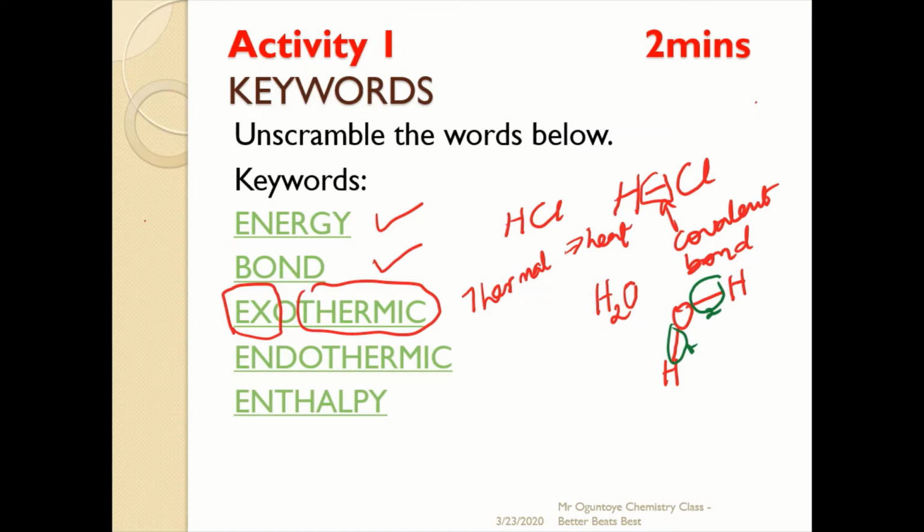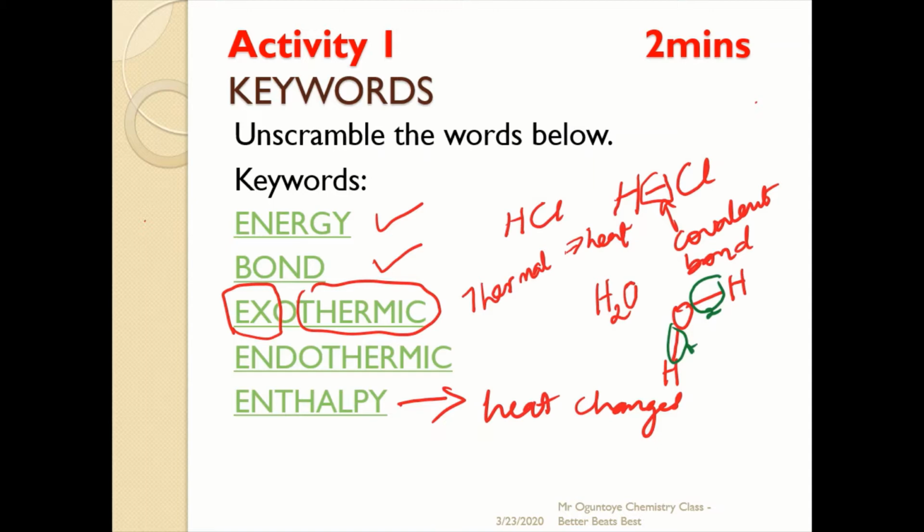That is exo. So exo means heat energy is being pushed outward, while endothermic simply means heat energy is being absorbed inward. Okay, so the last term here is enthalpy, which simply means heat changes. And that's what we want to try to focus on.